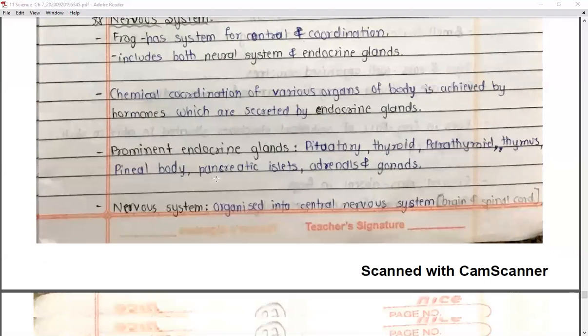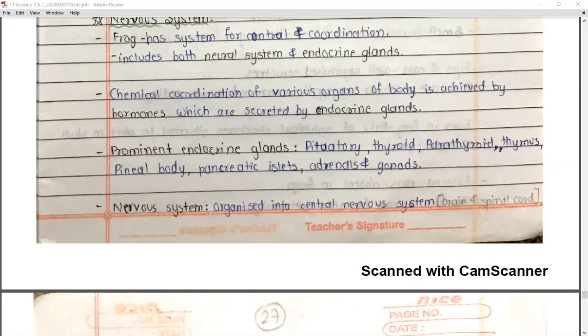Next, the prominent endocrine glands are also present. There are several endocrine glands, which are the pituitary gland, thyroid gland, parathyroid, thymus, pineal gland, then pancreatic islets, then adrenals and gonads. So these are the prominent endocrine glands which are present in the body of the frog.